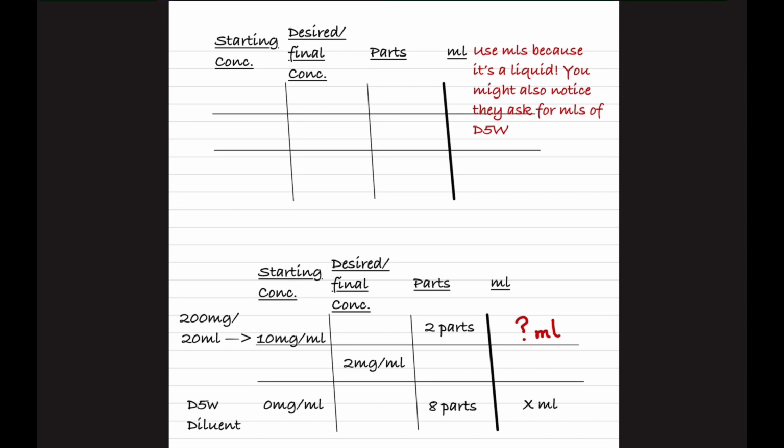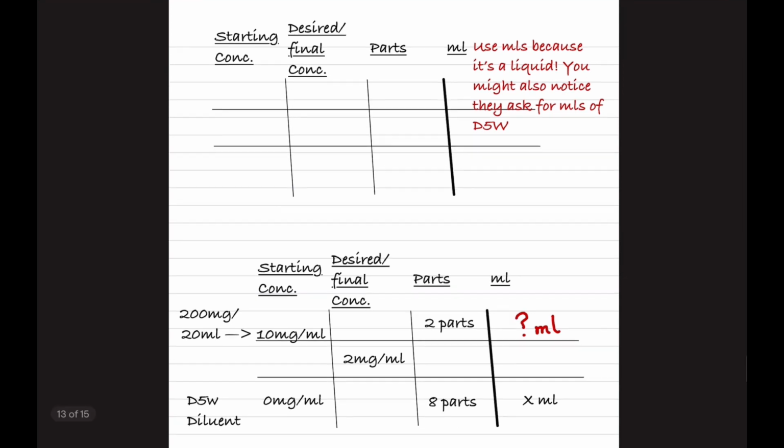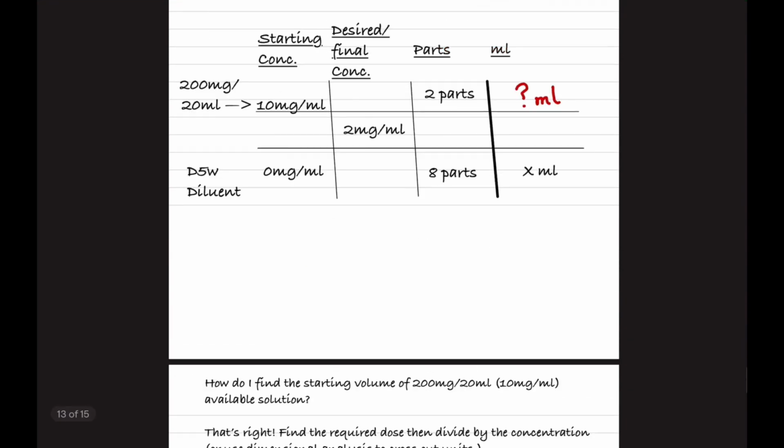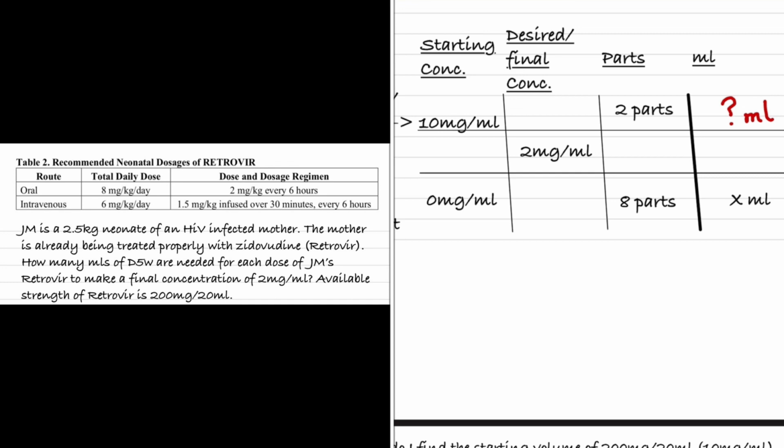And then we have milliliters here. In this case, we use milliliters because for this question, it is a liquid. You might also notice that they ask for milliliters of dextrose in the question. How many milliliters of D5W do we need to add? How do we fill it in?